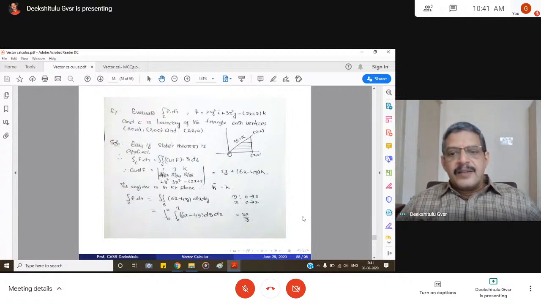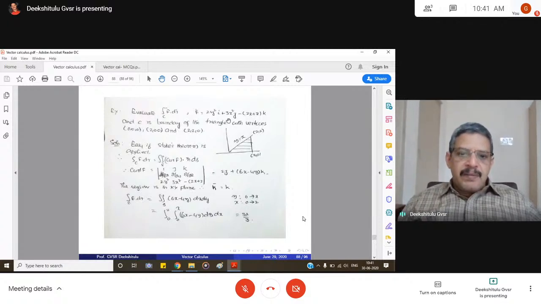The straight line goes like this to infinity, but we are not considering it till infinity. We are considering x from 0 to 2, so those are the limits of x. So the integral is from 0 to 2, y from 0 to x, of (6x minus 4y) dy dx. That comes out to be 32 by 3.